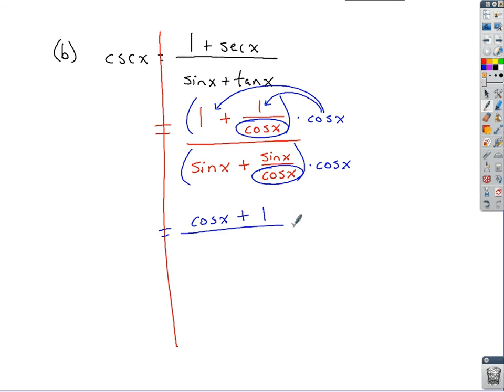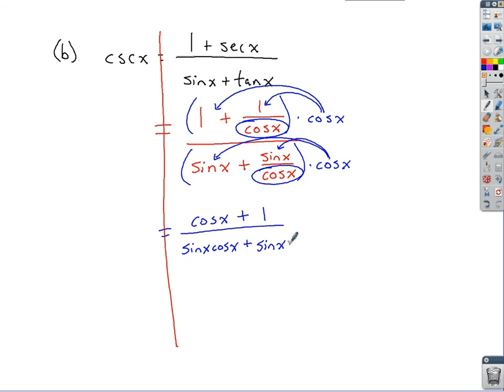In the denominator, same thing, distribute the cosine of x through. As I multiply the cosine of x to that first term being sine of x, I'd have sine of x cosine of x, then plus cosine of x cancel, leaving me with sine of x.